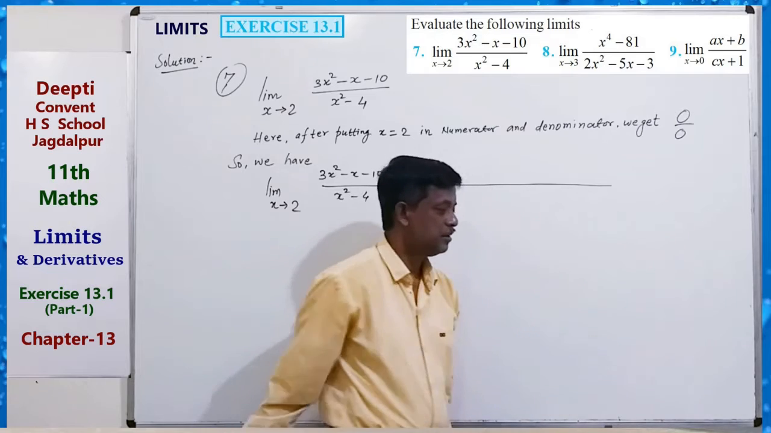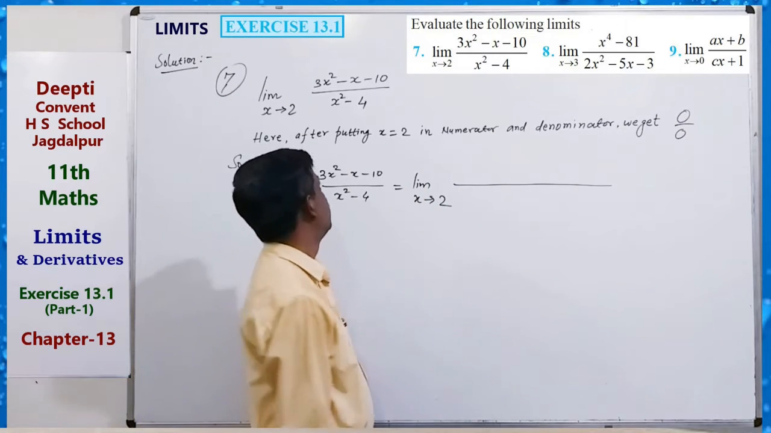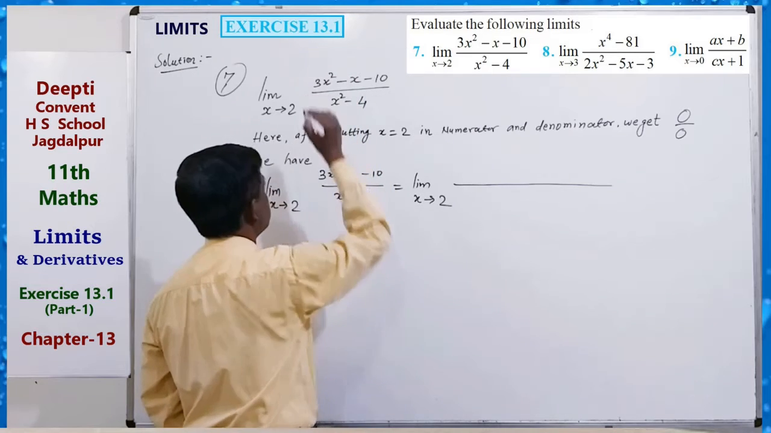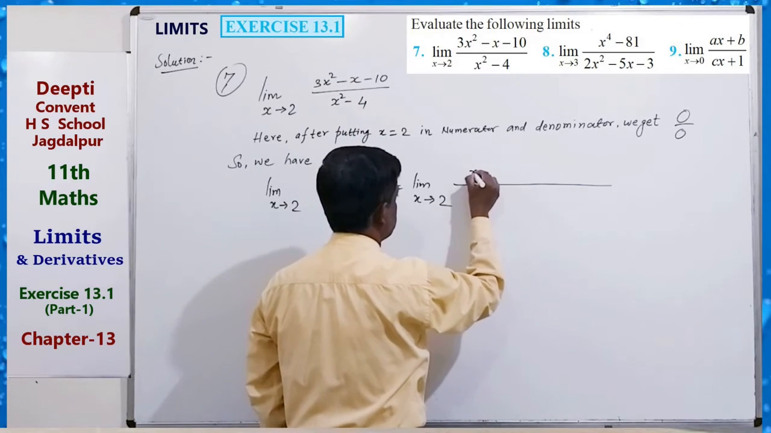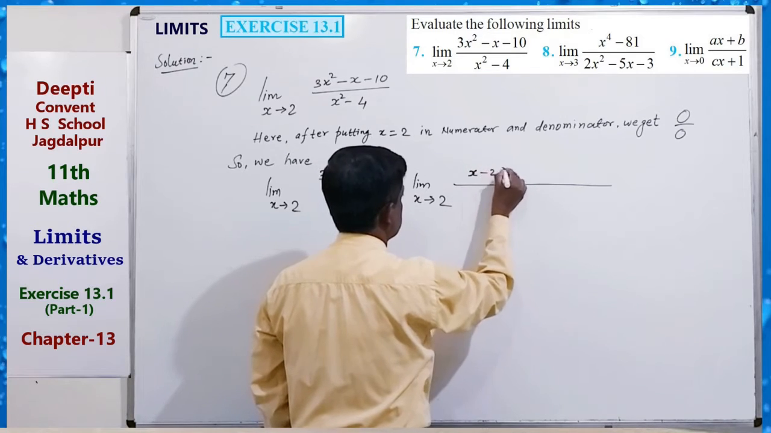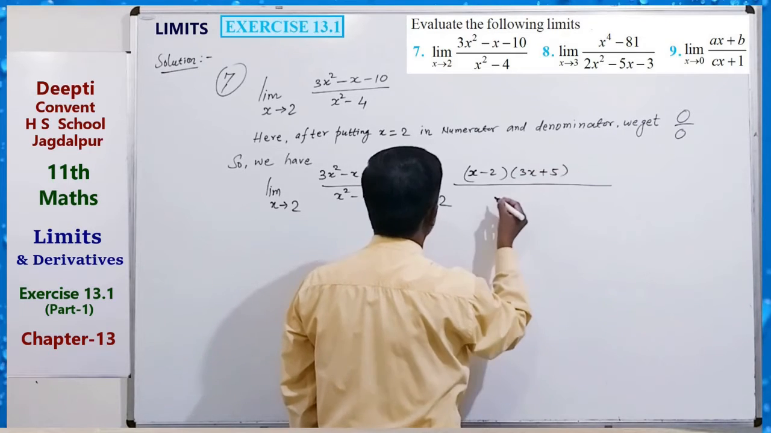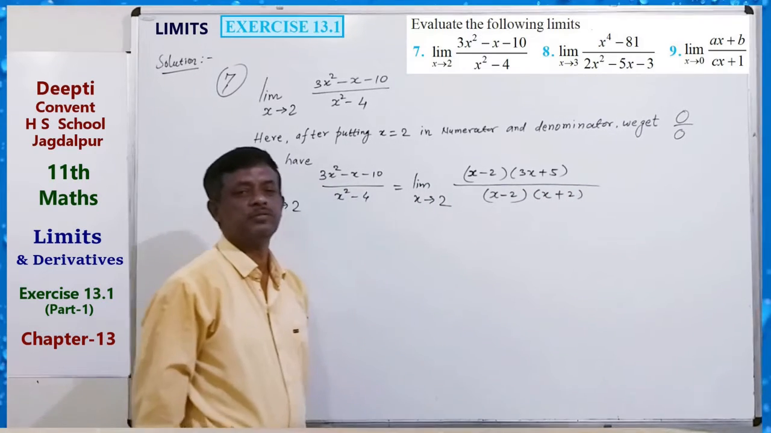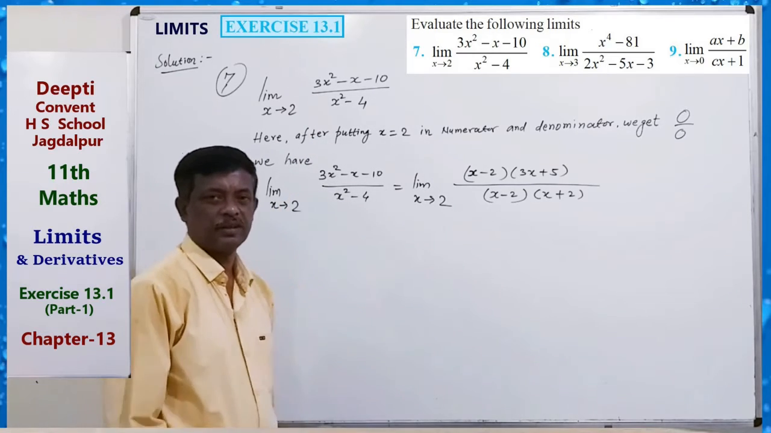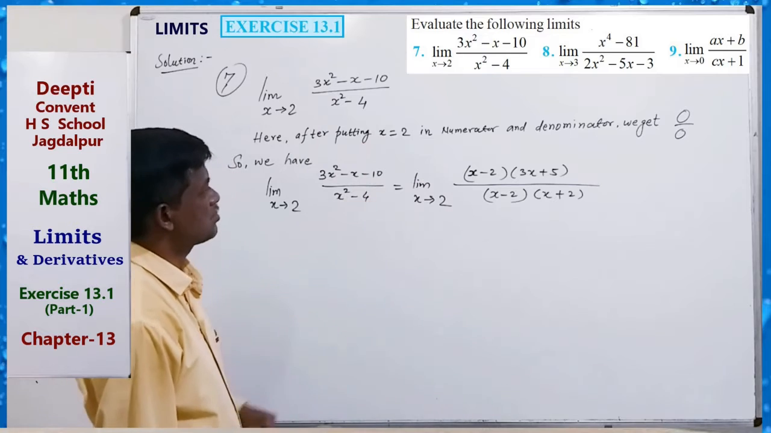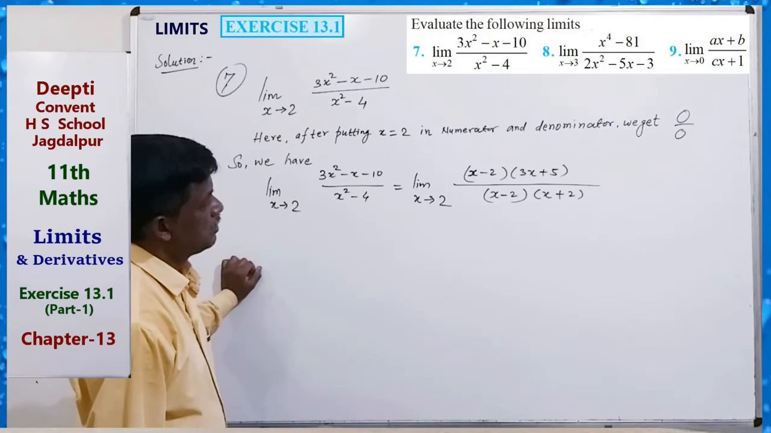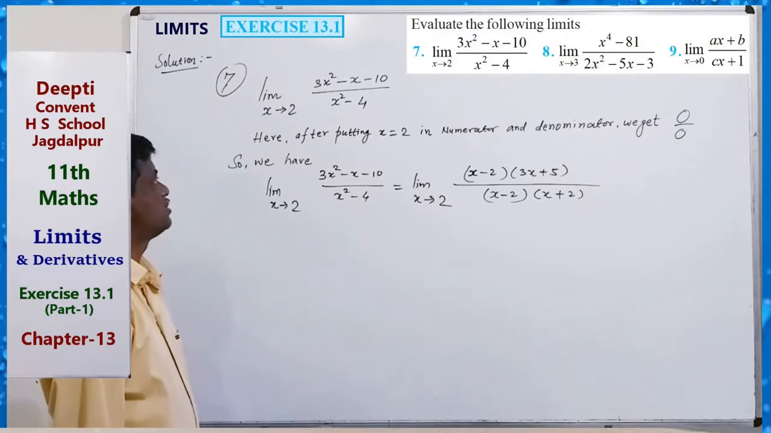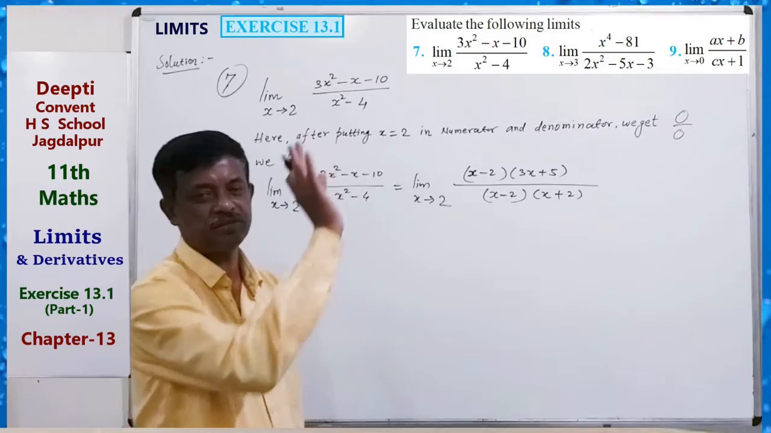Just factorize it. 3x square minus x minus 10 is x minus 2 into 3x plus 5, I think its factor can be right, upon x minus 2 into x plus 2. You have to do this factorization in your rough work, then you can write like this: 3x square minus 6x plus 5x, so minus x and minus 10, 3x plus 5. Okay, so this is its factorization.